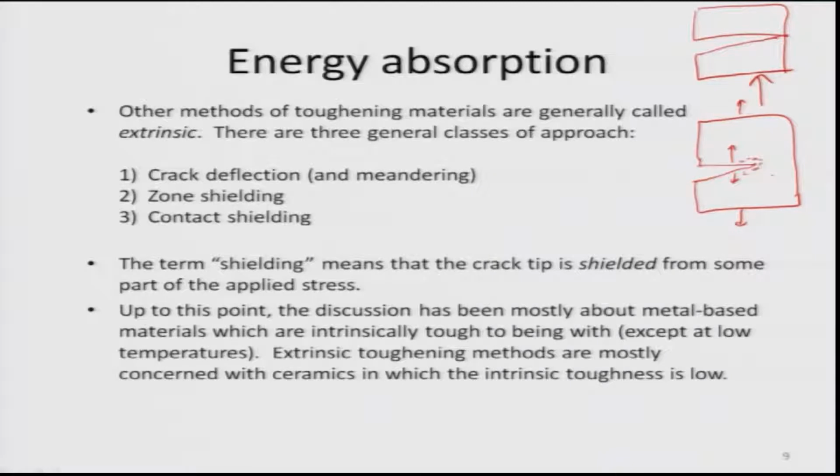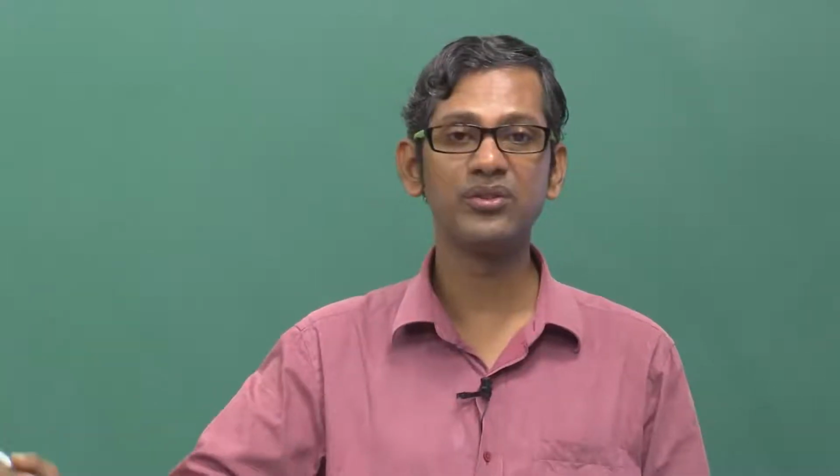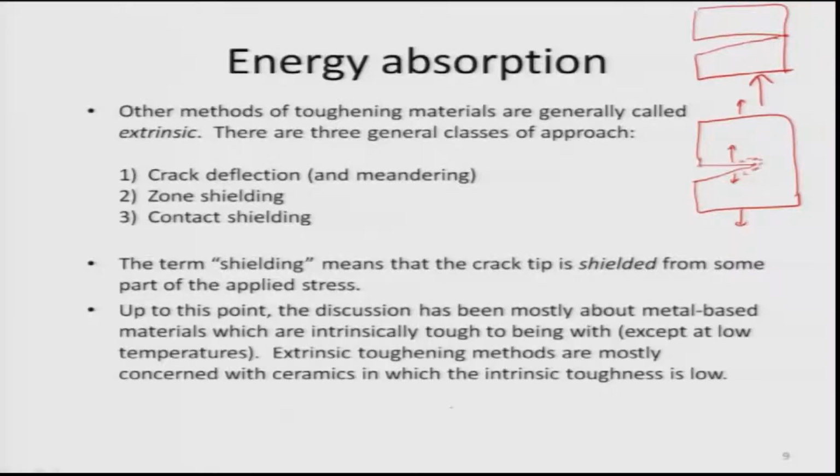The discussion was mostly on metals, which are interestingly tough, and steels are interestingly tough because they can absorb energy plastically: the crack tip is plastically deformed, or this kind of compressive stress layer can be created, or you can allow the cracks to meander through. All these things are possible in a metal. Obviously, except at low temperature where BCC metals are also brittle. But intrinsic toughness methods are mostly concerned with ceramics, because the intrinsic toughness of ceramics is very low.